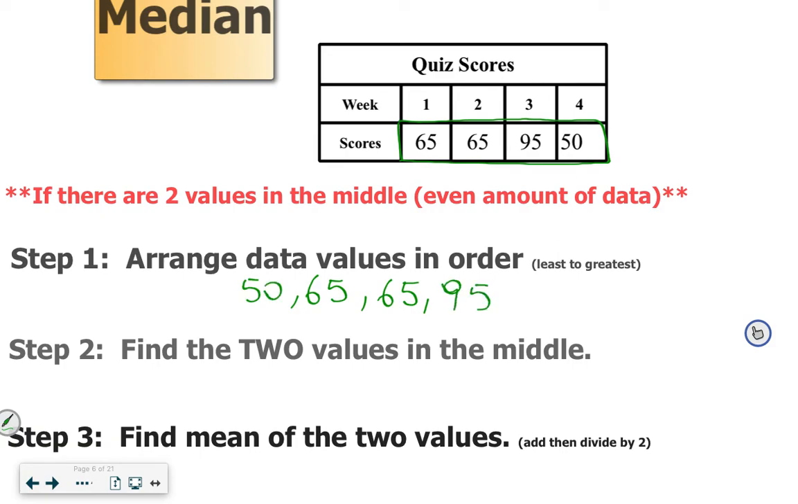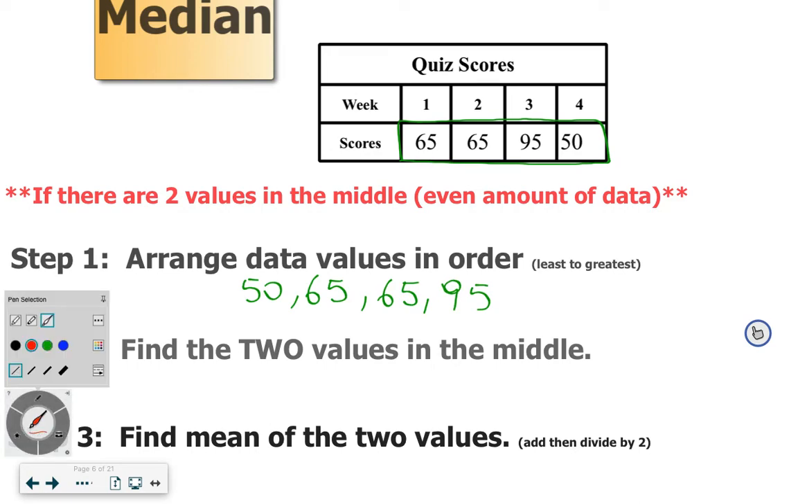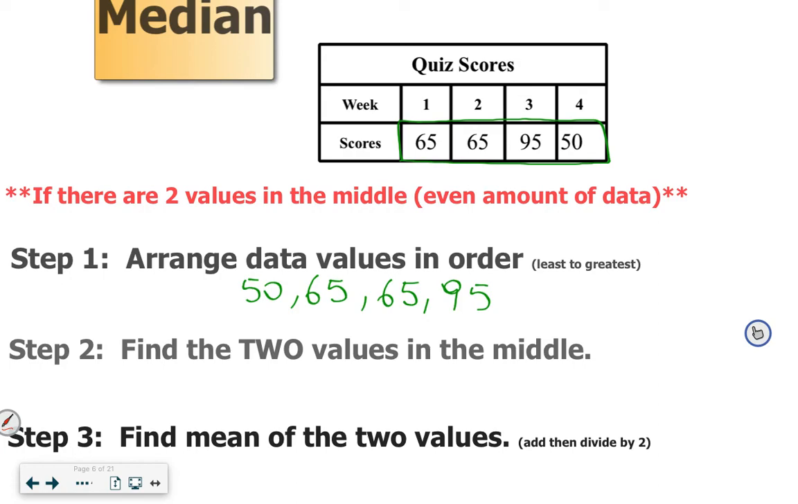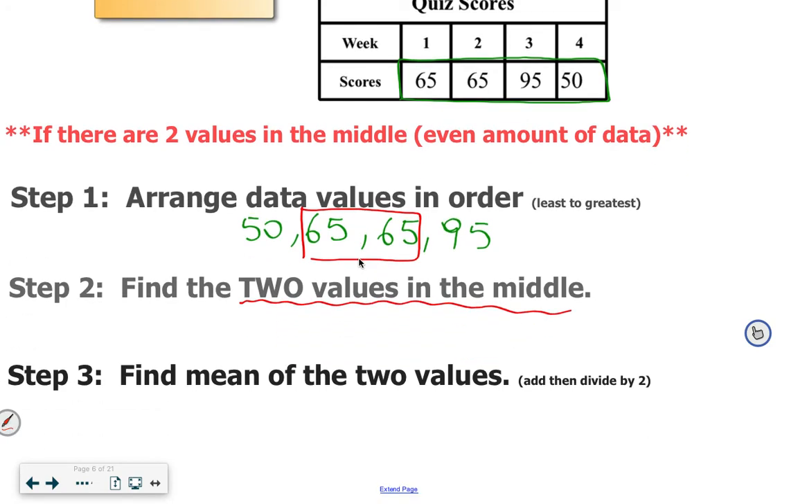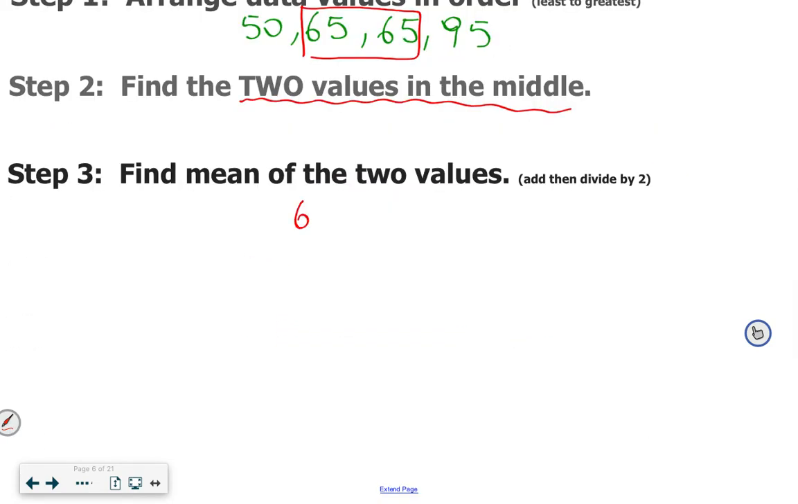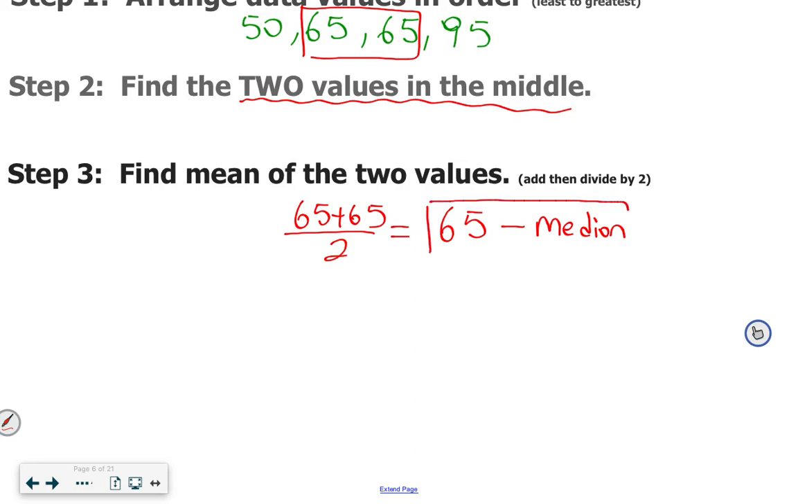As you see here, there is no number in the middle. How am I going to find the median? Find the 2 values in the middle. Get 2 numbers in the middle. So these are the 2 numbers in the middle. After that, we need to add those numbers. 65 plus 65 and divide by 2 is going to give you the median, which means that 65 is your median. 65 plus 65 is 130, divided by 2 is 65. So this is how we are finding median.